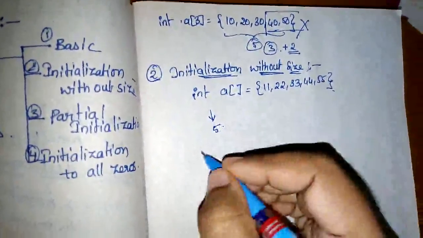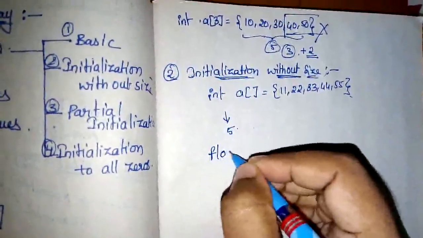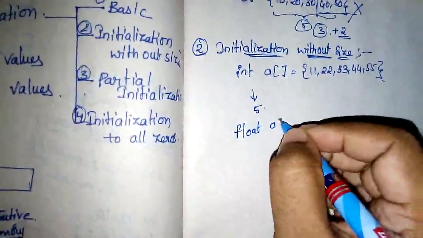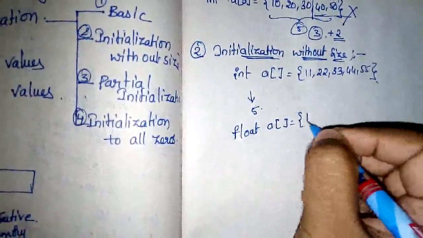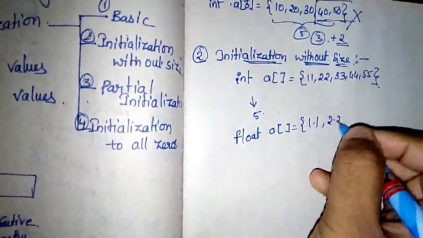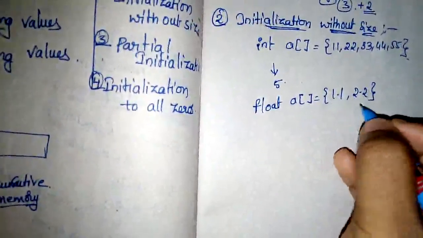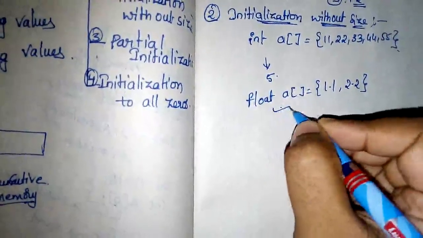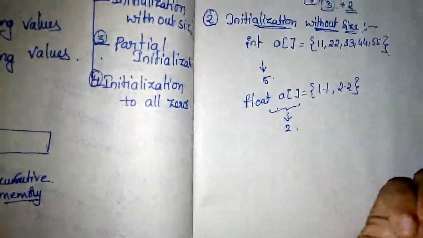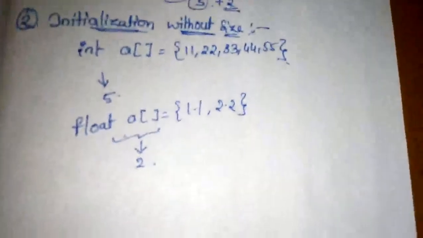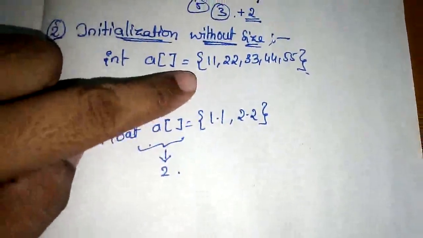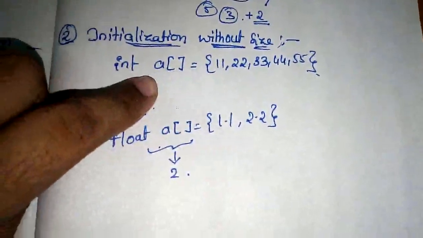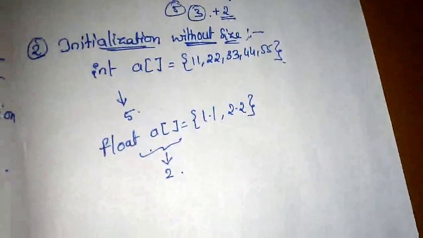Say for example, if I declare like this, see how many elements I have initialized, only 2. Then the size of the array will become 2. So if you do not mention the size of the array here, however many elements you assign will become the size of the array. So this is the initialization of an array without size.